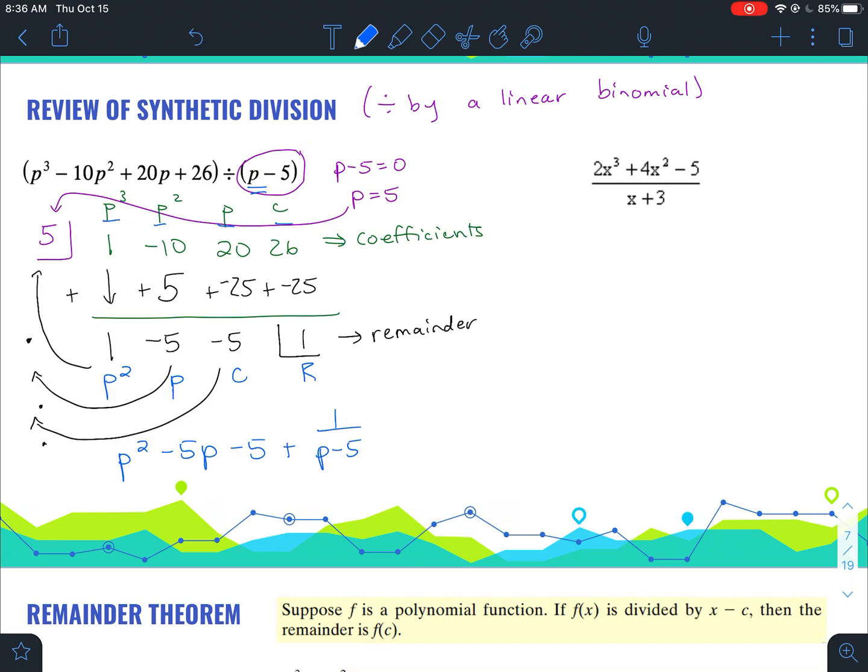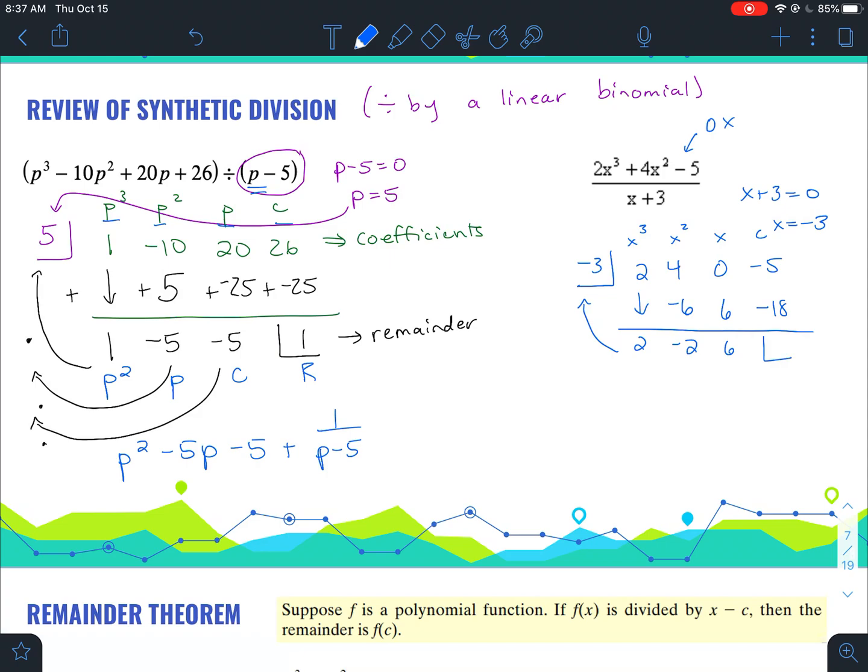So on the next one, we have x to the third plus 4x squared minus 5x. Notice we're missing an x term, so we have to plug in a 0x. We're dividing by x plus 3, so set that equal to 0, and you get x equals negative 3. That's the number that's going to go in the house. And then we have an x to the third, x squared, x, and a constant. So we have 2, 4, 0, and negative 5. Bring down the first term, then multiply by the house, and you get negative 6. And then you add going down, so negative 2, and then 6, and then 6, then negative 18, and then negative 23 should be my remainder.